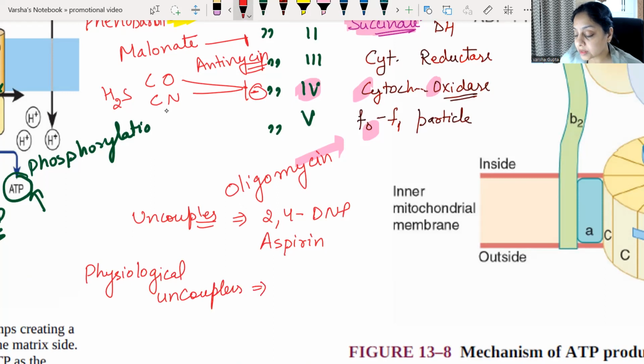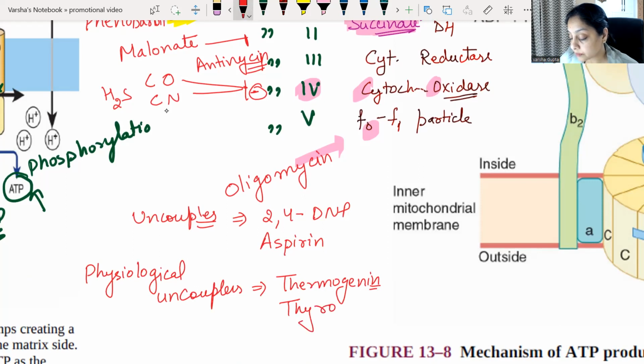वो कौन कौन से हैं? Thermogenin. Thermogenin is found in the brown fat. Newborn babies में होते हैं, bears में, भालुओं में भी होते हैं, right? And who else are there?